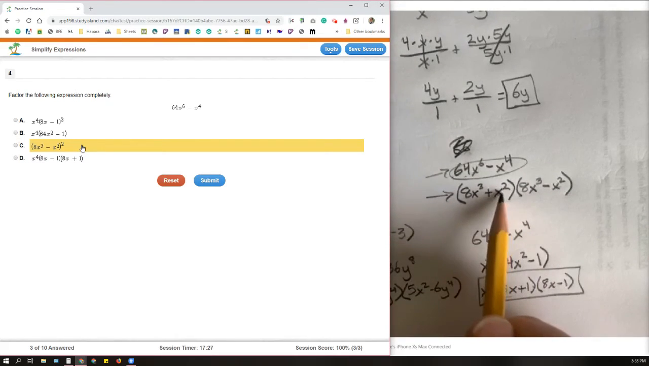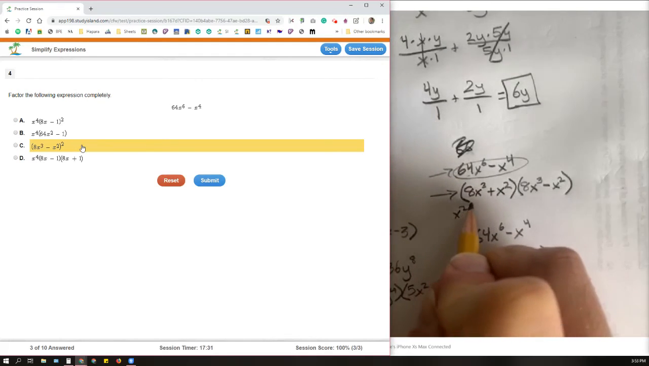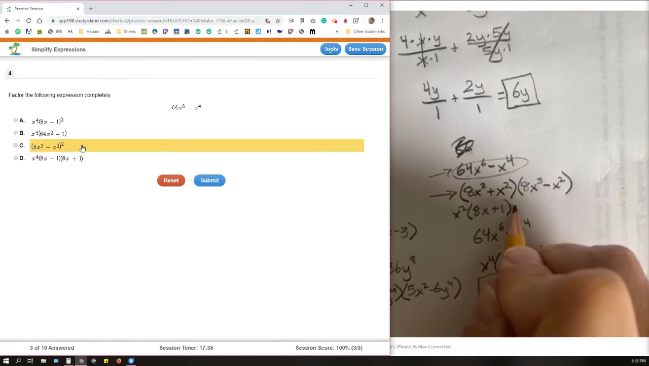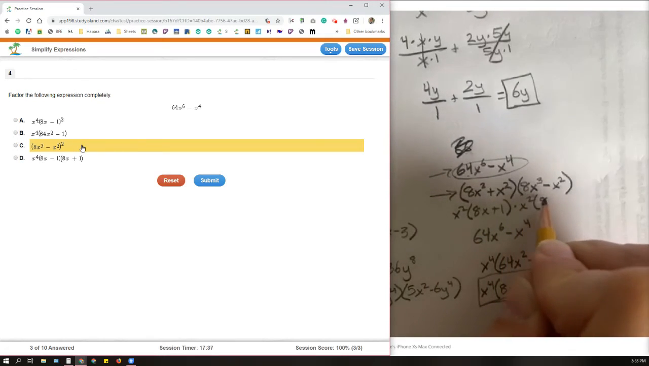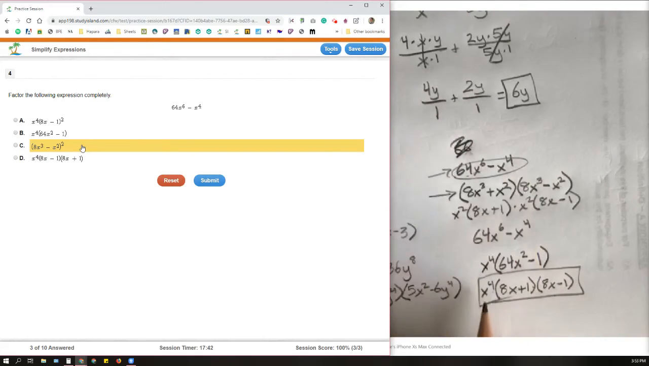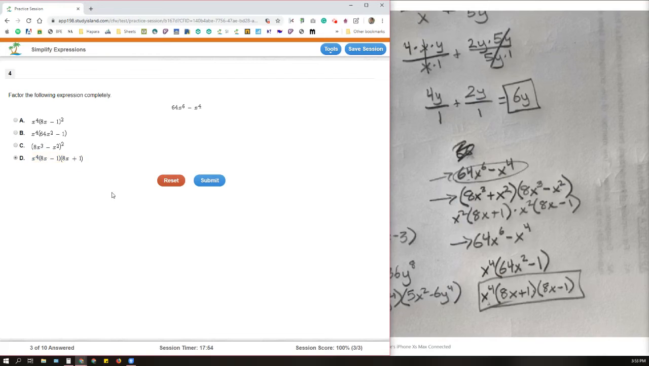Both of these can factor out an x squared. So it would be x squared times 8x plus 1, and then this would be times x squared times 8x minus 1. And then when I reorder these, x squared times x squared gives us x to the fourth. But it's usually easier if you remember to factor first. So x to the fourth times 8x plus 1 times 8x minus 1 is our answer, and that's what's written for D.